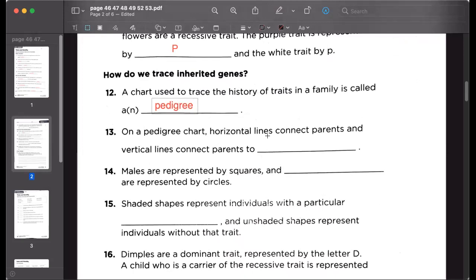Okay, number 13. On a pedigree chart, horizontal lines connect parents and vertical lines connect parents to... the offspring, or you can say the next generation, but the correct one is offspring. Number 14: males are represented by squares and dash are represented by circles. So what will be the best one here? You know very well about the pedigree chart. Yes, female.